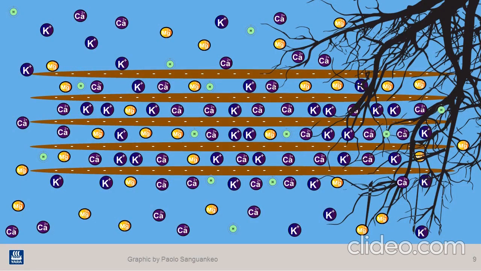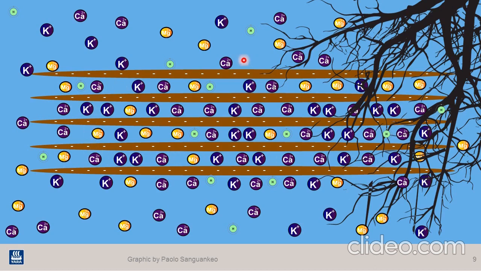Here's an illustration that I made that shows you the clay plate with a negative charge on it. Now, if you look between the layers of the clay, you can see all these nutrients that are sandwiched between the layers. These nutrients become available to the plants very slowly over time. They're generally considered reserve nutrients within the clay particles.